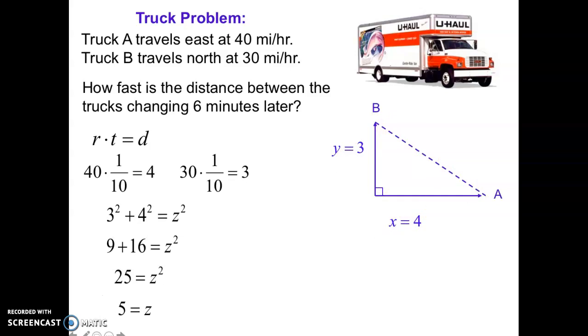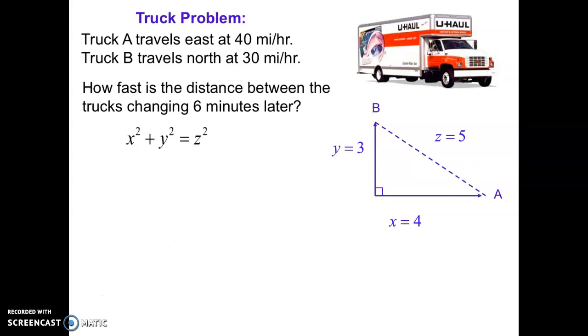So when things are changing, we state them as variables. X will be our horizontal distance, or the distance that truck A travels. Y will be our vertical distance, or the distance truck B travels. And Z will be the distance between the two trucks. In this particular instance, this is equal to 5.